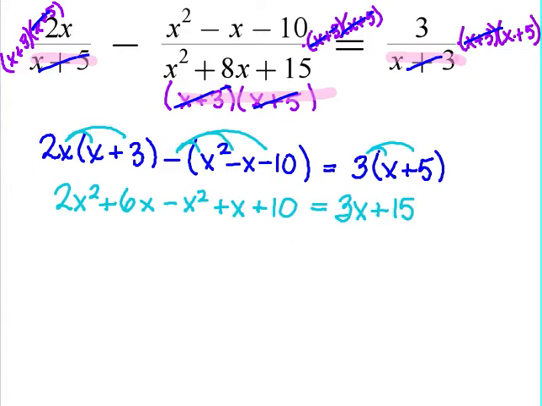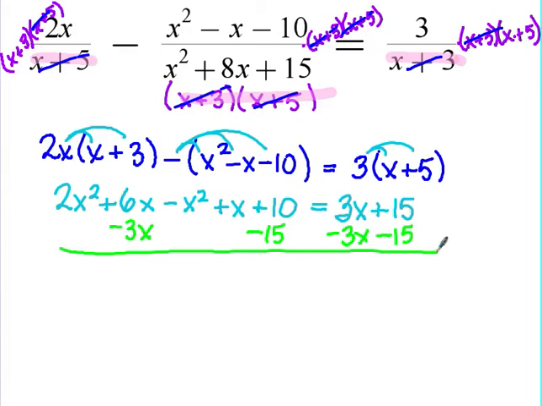So now, since I've got a quadratic, you can already see you've got a quadratic, we need to get everything to one side of the equation. So I'm going to go ahead and subtract my 3x, and then I'm also going to subtract my 15. Okay. Now, on the left side, let's look for like terms.